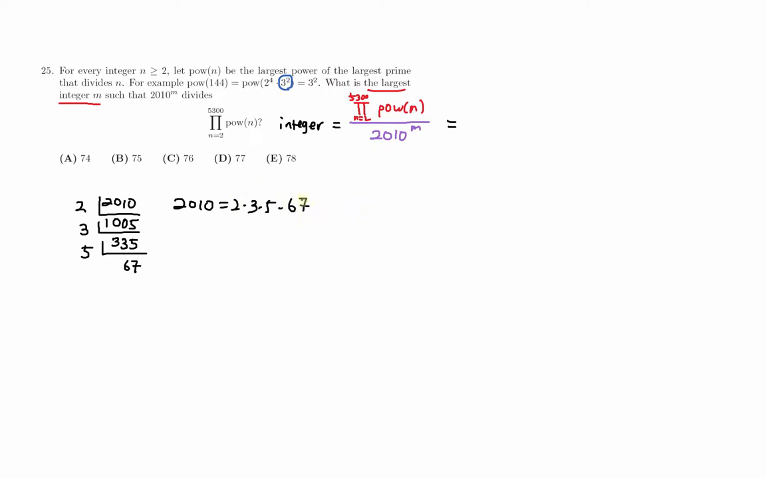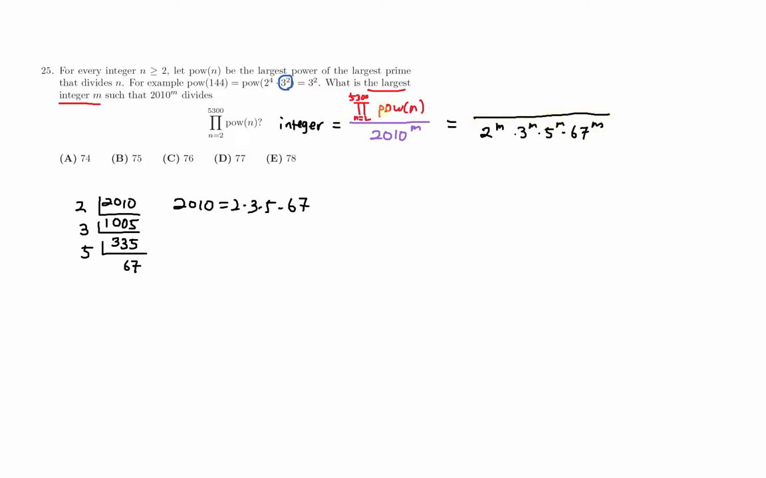I can replace this number for 2010 in the denominator. Therefore, I can write it as parenthesis 2 times 3 times 5 times 67, close parenthesis, to the m. However, I can also distribute that. So I can rewrite it as 2 to the m times 3 to the m times 5 to the m and 67 to the m.